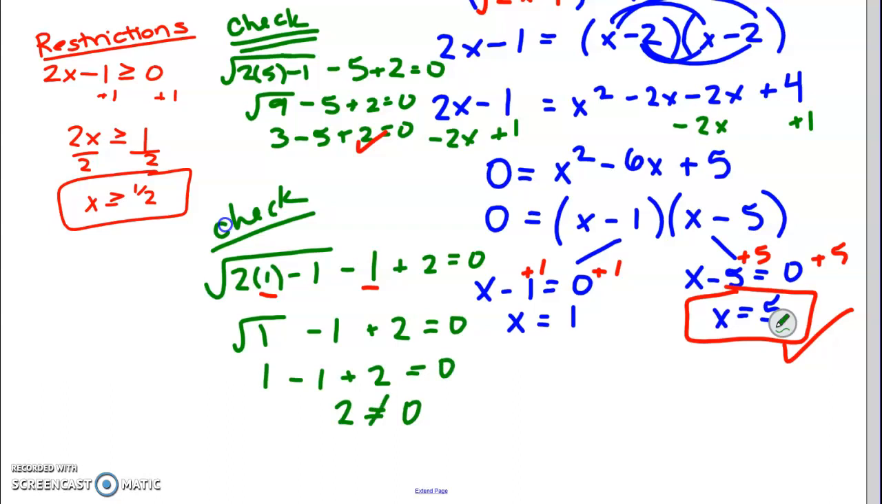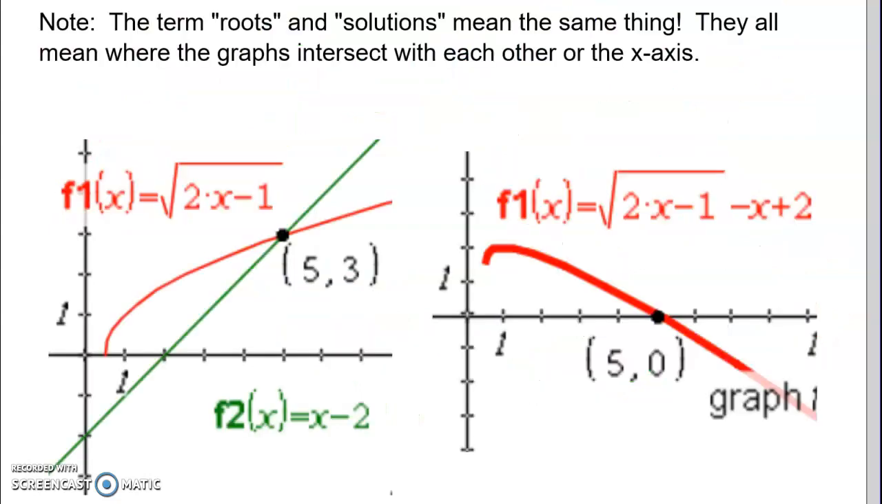So it shows that our check has not worked. So x equals 1 does not check. And remember that when something does not check, we call that extraneous. So this is an extraneous root because it did not check. Remember from Pre-Calc 20 that the terms roots and solutions mean the same thing. We're always talking about either where the graphs intersect with each other or the x-axis.